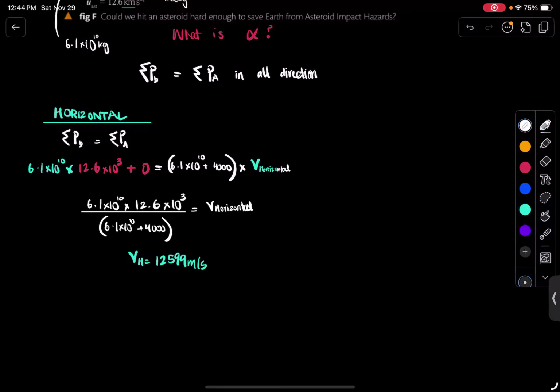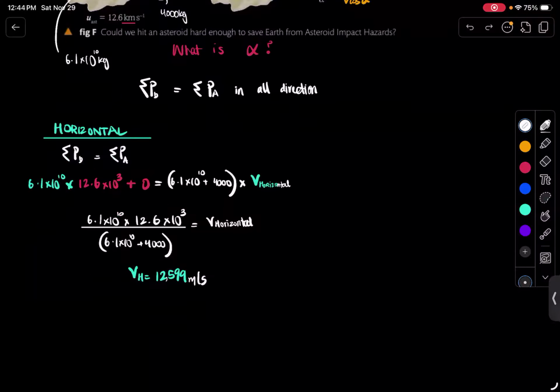We could also add decimals, it's 12,599.999. So 12,599 meters per second is what this answer should be. This is the horizontal velocity. After they move together, the rocket, the impactor and the asteroid, they move together with a horizontal velocity of 12,599 meters per second.